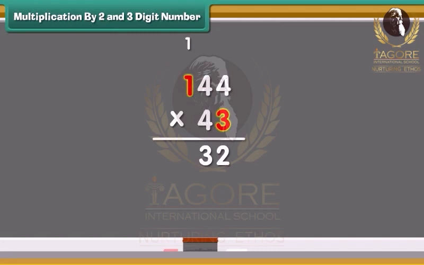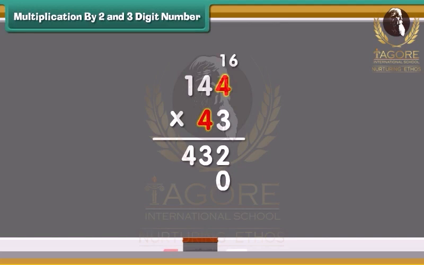Multiply 3 with the number on the hundreds place and add 1 which was carried forward. We write 4 in the hundreds place. Now add a 0 on the ones place and multiply 4 from the number on the ones place. 4 times 4 is 16. Write 6 in the tens place and carry the 1 forward to the hundreds place.